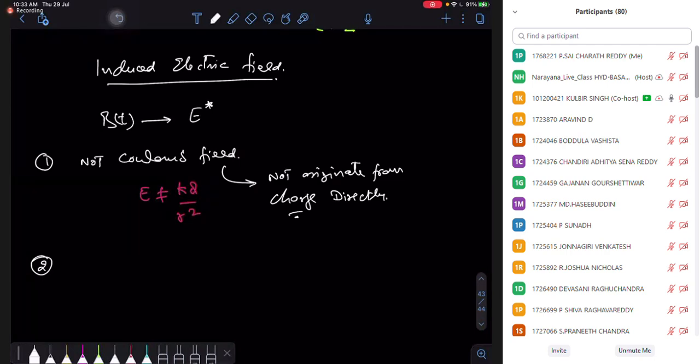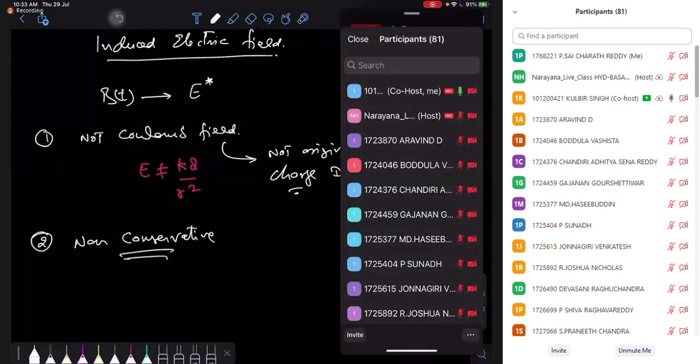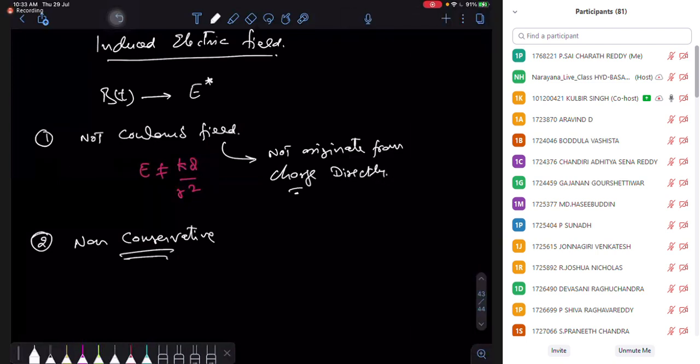Second important characteristic here is because it is not a Coulomb field. Okay, it is not a Coulomb field, so it's not going to have a potential concept. It is non-conservative. It is not a conservative field. Non-conservative, you know, work done in the closed loop is not zero.